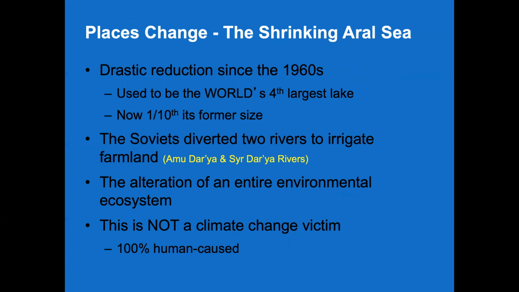Back in the 1960s, the Soviets diverted the two rivers that fed it, the Amu Darya and the Syr Darya. As a result, that alteration completely wiped out this once fourth largest lake on Earth. It is now 90% smaller. So this is not a climate change victim. This is a completely human-caused problem. This did not need to happen, even in a climate change world.